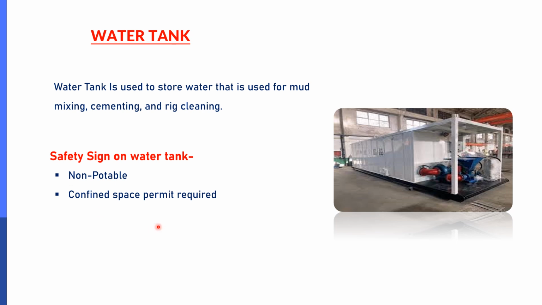The safety officer has to ensure that there is safety signage on the water tank. It is non-potable. This safety sticker should be posted on the water tank. A confined space entry permit is required if any person has to go inside for repair or inspection purposes. So the confined space entry permit will be applied for going inside.